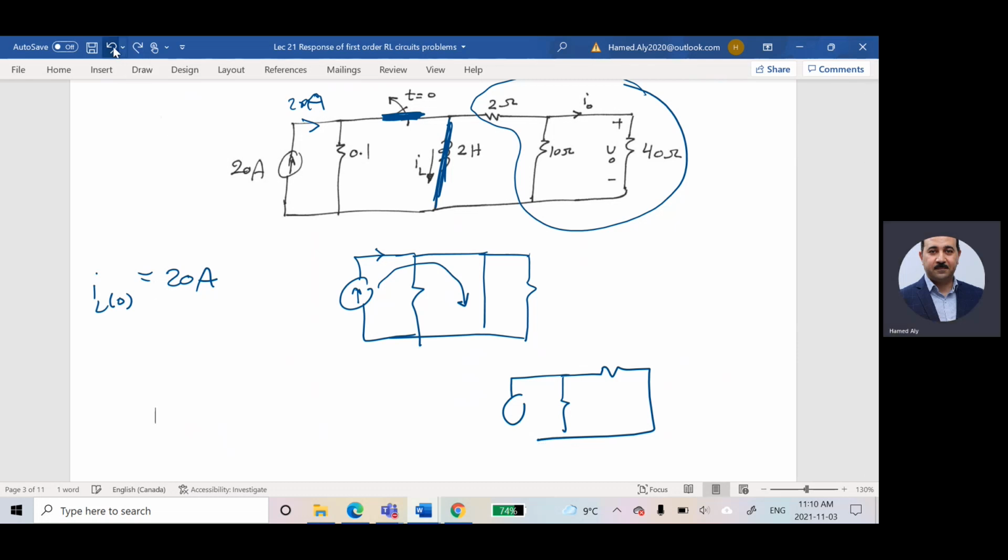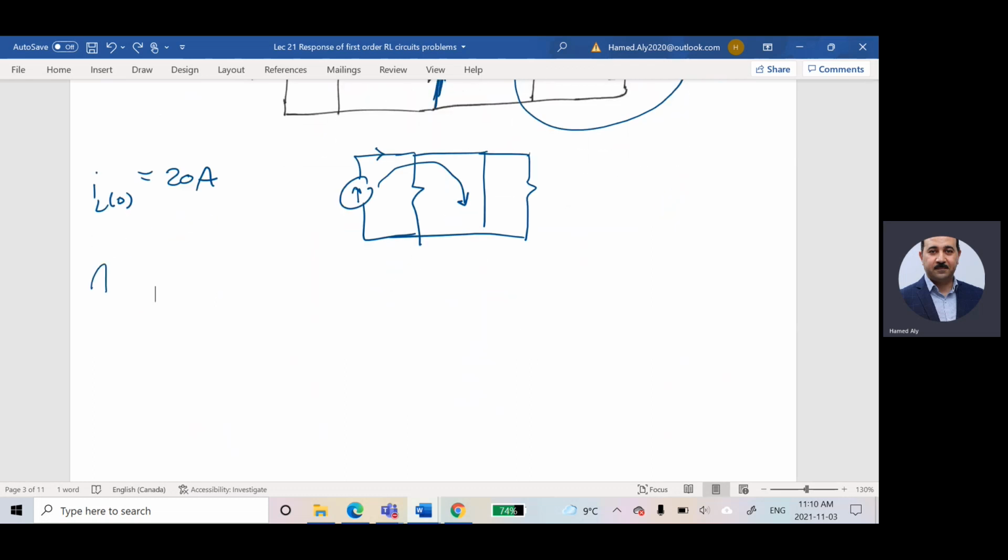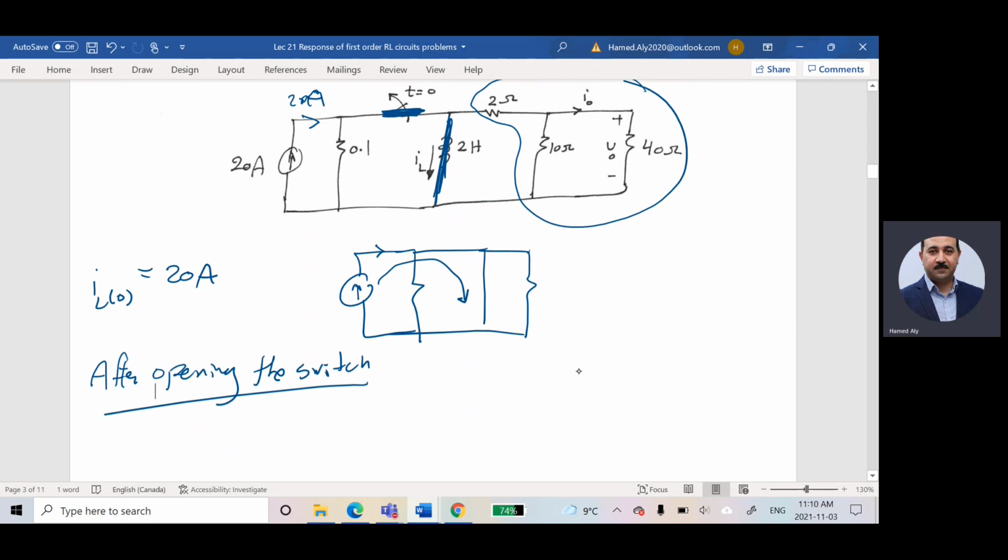Now, let us continue solving this problem. I have already found what I'm looking for, which is IL of 0. The next step is I will redraw the circuit after opening the switch. So after opening the switch, or moving the switch, what's going to happen? I will have this circuit.